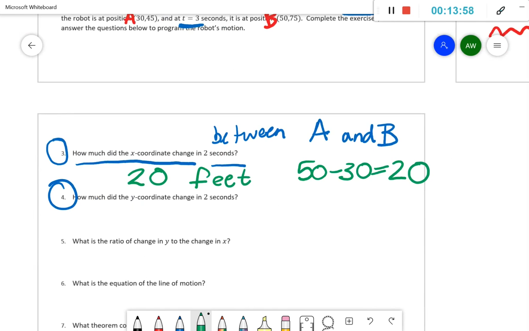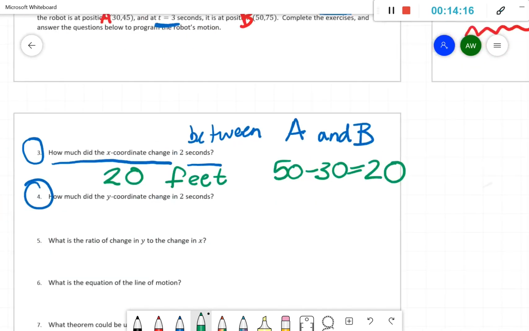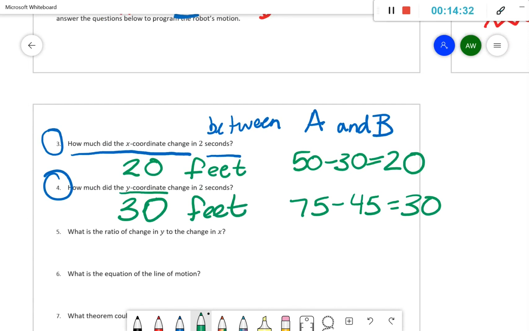Now I can do the same thing for my y-coordinate, right? I know that at A, I'm at 45. At B, I'm at 75. So then I just need to know what's the difference there. What's the space in between those 2 things? Well, that's 30 feet. And if I wanted to check my work, I could go 75, which is the y-coordinate of B, minus 45, which is the y-coordinate of A, and I get 30 feet, right? So this is 30 feet. That's how much my y-coordinate changed in 2 seconds.